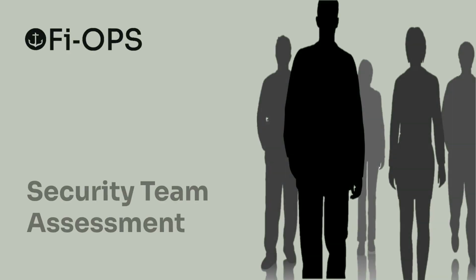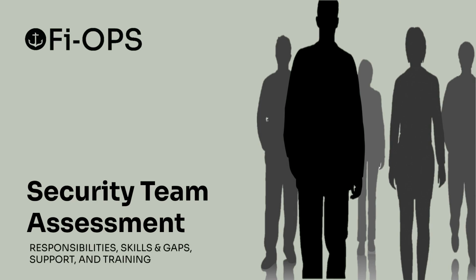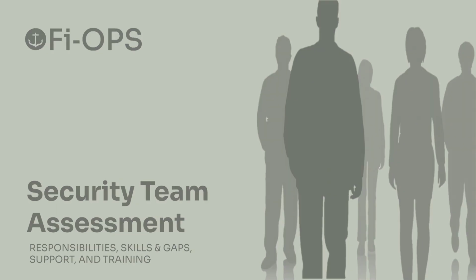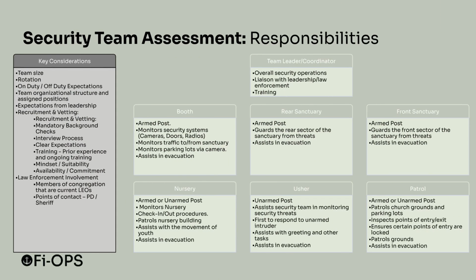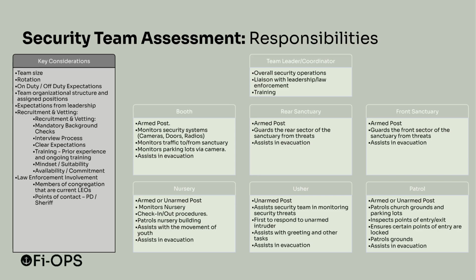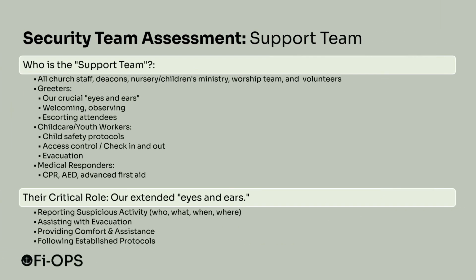A comprehensive security team assessment addresses responsibilities, skills, gaps, support, and necessary training to ensure our team is prepared for various scenarios. Security team responsibilities are designated by position, including team leader, booth, sanctuary positions, nursery, usher, and patrol. Key considerations include team size, vetting, training, and involvement with law enforcement.